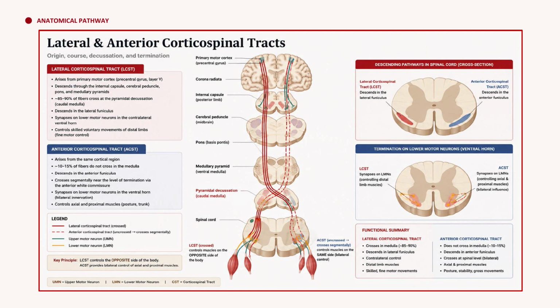The lateral corticospinal tract, the crossed majority, descends in the lateral funiculus and drives skilled, fractionated movement of the contralateral distal limbs. The anterior corticospinal tract, the uncrossed minority, descends in the anterior funiculus, then crosses segmentally through the anterior white commissure, giving it bilateral control of axial and proximal muscles. Read the functional summary at the bottom as a compare and contrast, crossed versus segmental, lateral versus anterior funiculus, distal skilled movement versus postural trunk control. Reproduce that contrast, and you understand the corticospinal system.